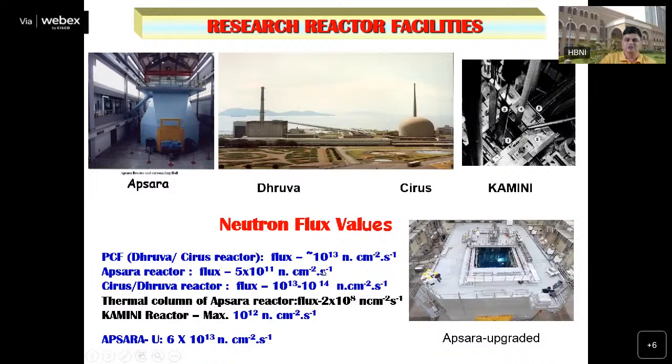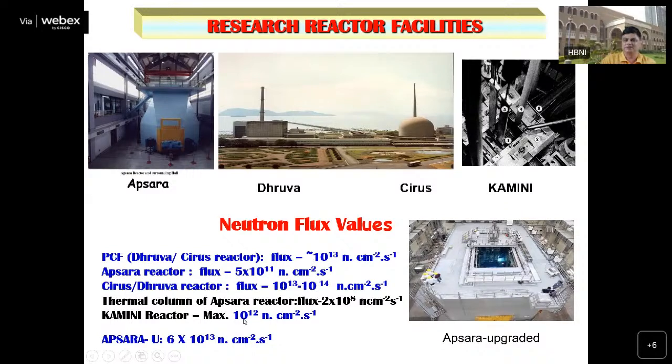And these are the various fluxes. We are getting in the Cirus and Dhruva reactors about 10 to the power 13 neutrons per square centimeter per second. Whereas for the Apsara reactor, we have the Apsara upgraded reactor, because now there is no more Apsara reactor existing. In the Apsara upgraded reactor, we have 6 into 10 to the power 13 neutrons per square centimeter per second.